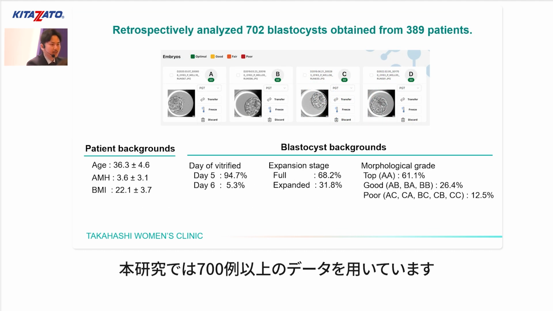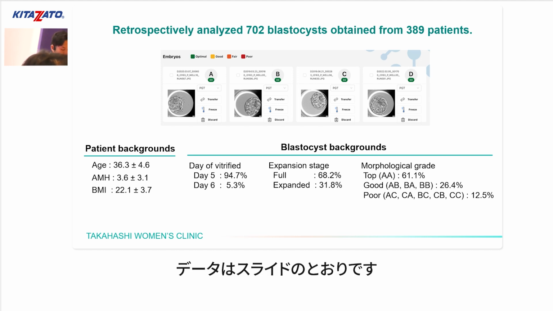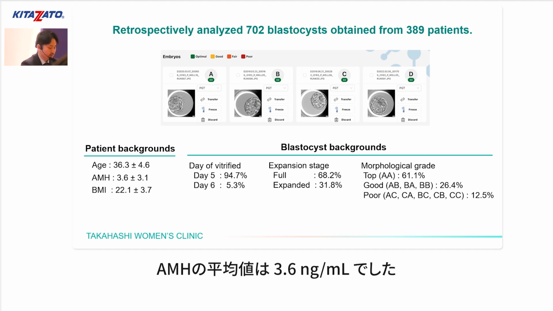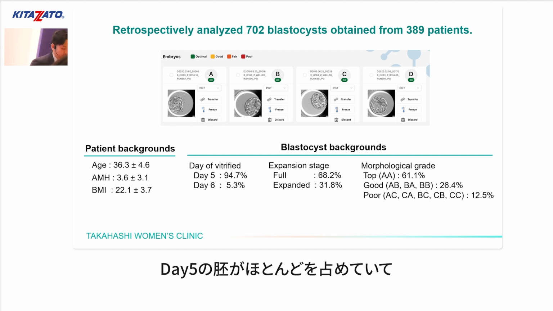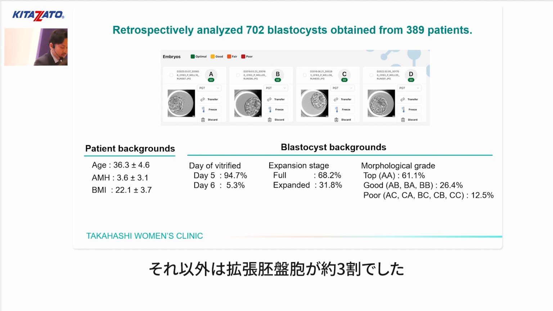So we obtained 702 blastocyst images used for embryo transfer at our IVF center and analyzed them retrospectively. The patient and blastocyst backgrounds are shown on the slide. The average patient age was 36 years old. Average age level was 3.6. Of the blastocysts included in this study, 94% were day 5 blastocysts and 5% were day 6 blastocysts. And we analyzed only full blastocysts or expanded blastocysts. The majority of the blastocysts are of good morphology.